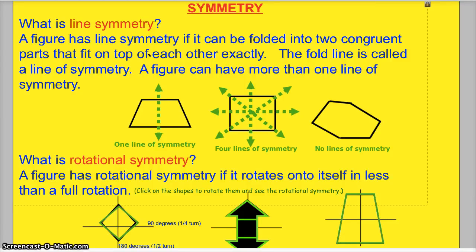This lesson is about symmetry. There's two types of symmetry. This is where you'll take your notes from that you will need about symmetry. There's two types of symmetry that you need to know about.